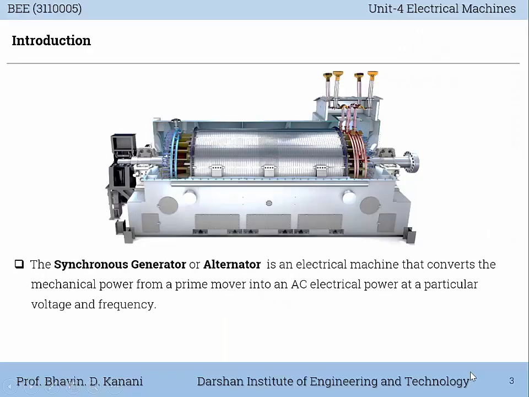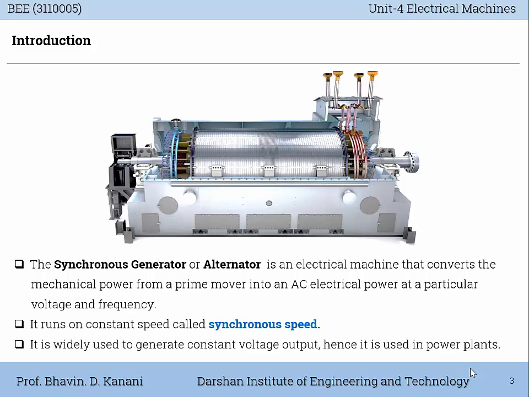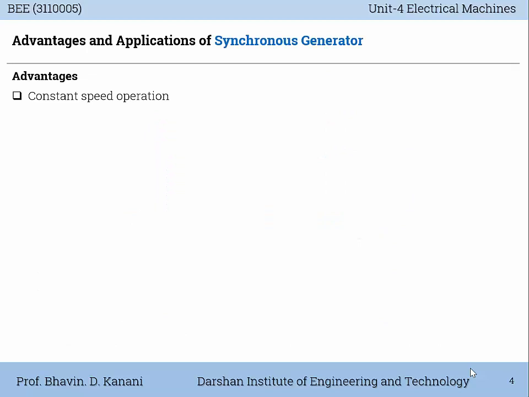The synchronous generator or alternator is an electrical machine that converts the mechanical power from prime mover into an AC electrical power at a particular voltage and frequency. It runs on constant speed called synchronous speed. It is widely used to generate constant voltage output, hence it is used in power plants. Advantages: constant speed operation, good power factor, reliable, high efficiency.